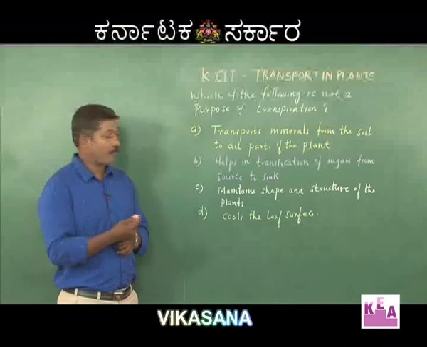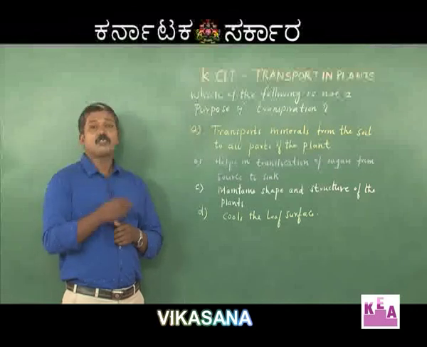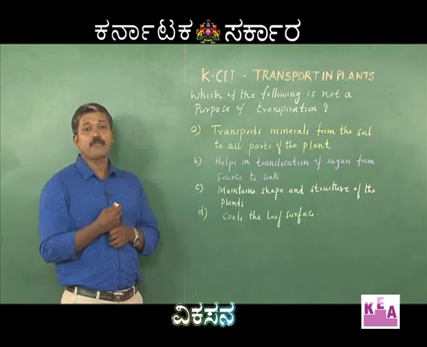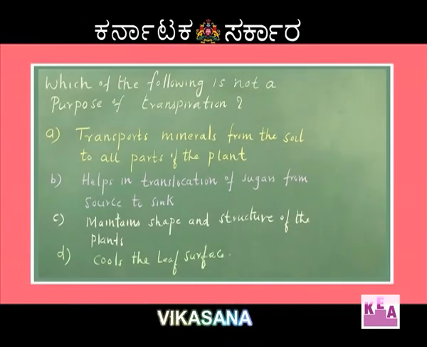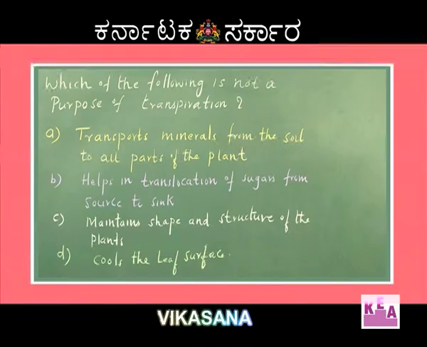D, cools the leaf surface. As the evaporation takes place from aerial surfaces, it cools the leaf surface. Hence, the correct option is helps in translocation of sugars from source to sink. The transpiration does not help in translocation of food substances. Hence, the right option is B.